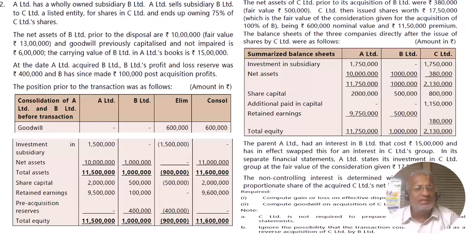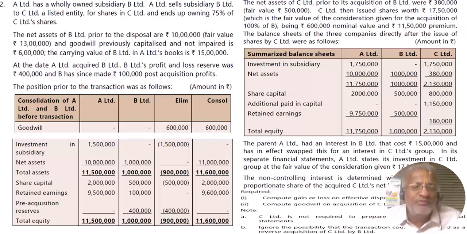A Limited has a wholly owned subsidiary B Limited. So A is parent and B is wholly owned subsidiary, WOS. A sells subsidiary B Limited to C, a listed entity, for shares in C Limited and ends up owning 75% of C Limited shares. Let me repeat. A is the parent company and B is the wholly owned subsidiary company, and they have sold the shares held in B Limited to a listed company, that being C.